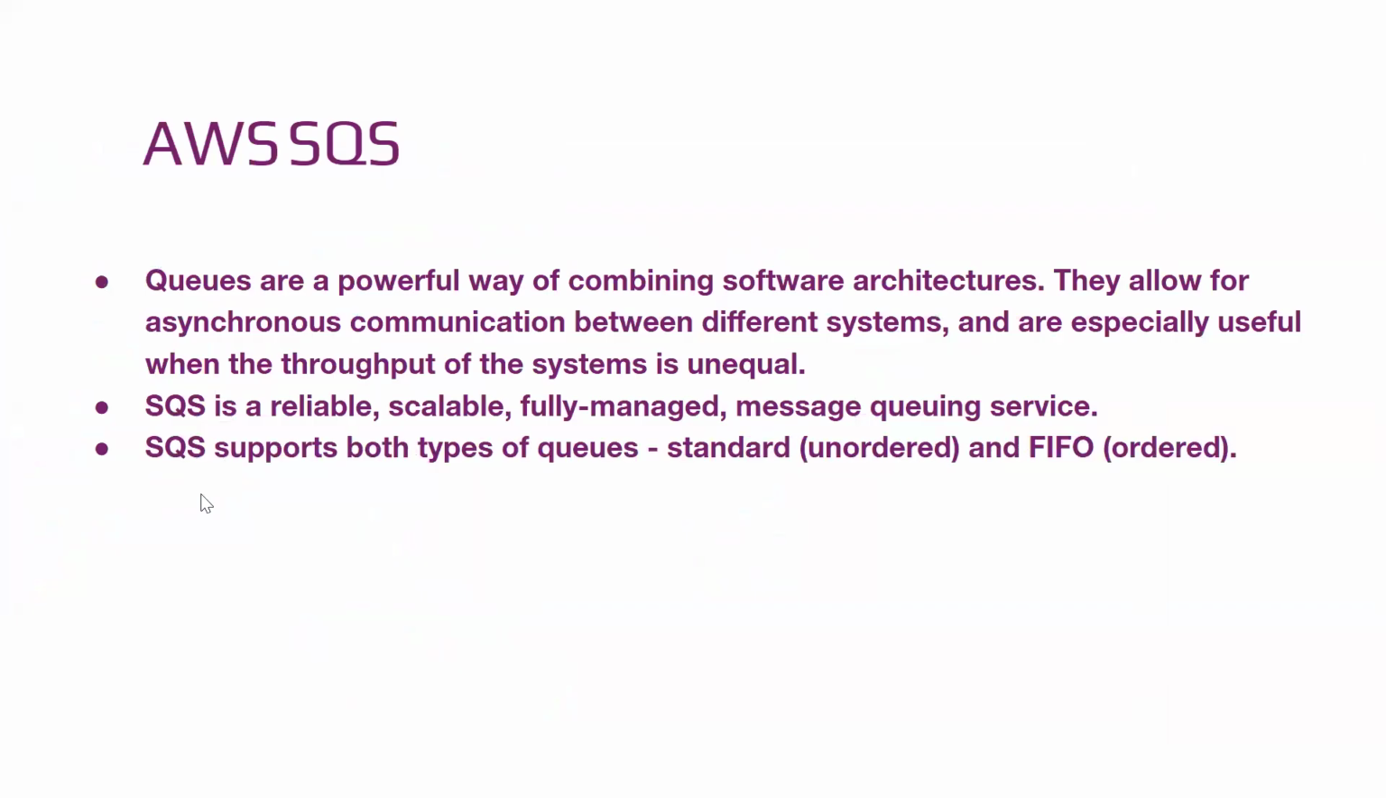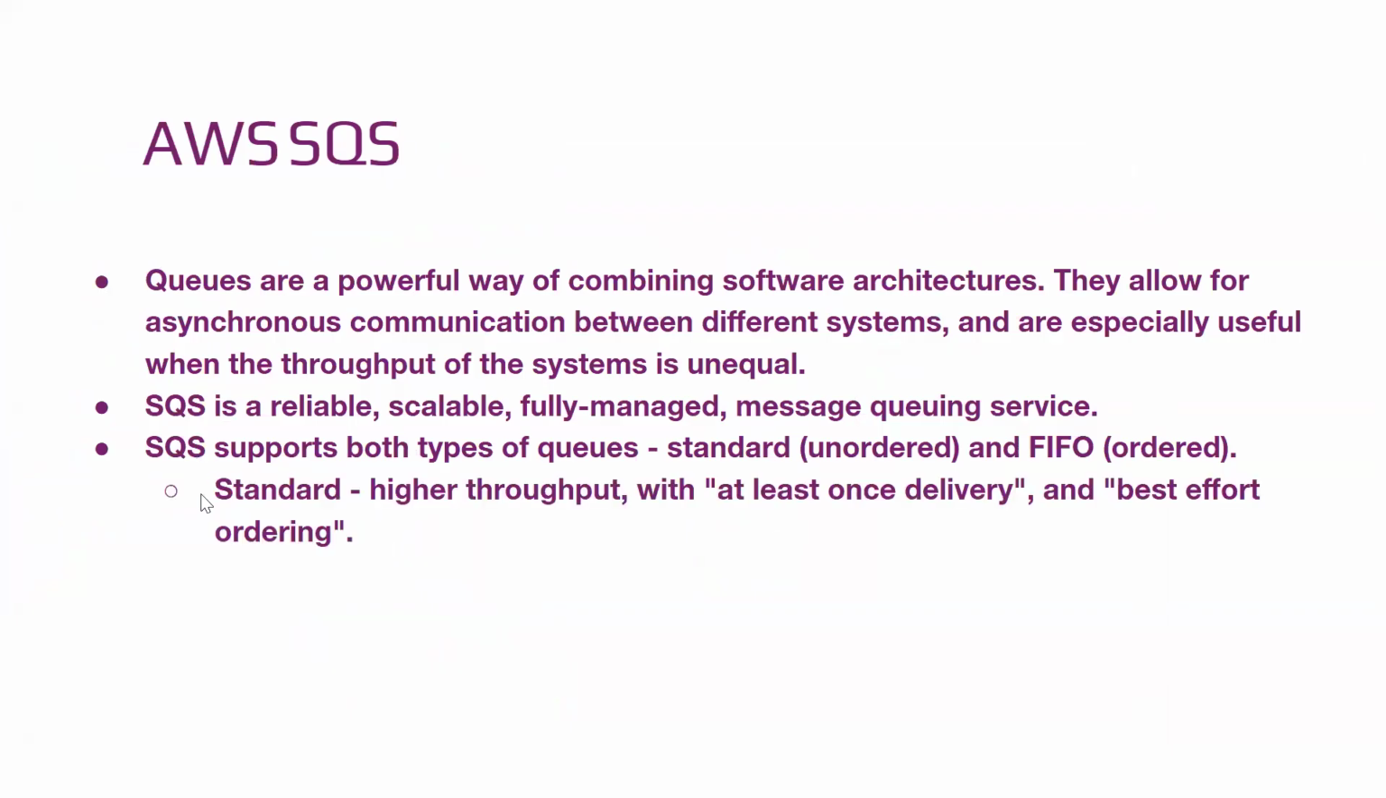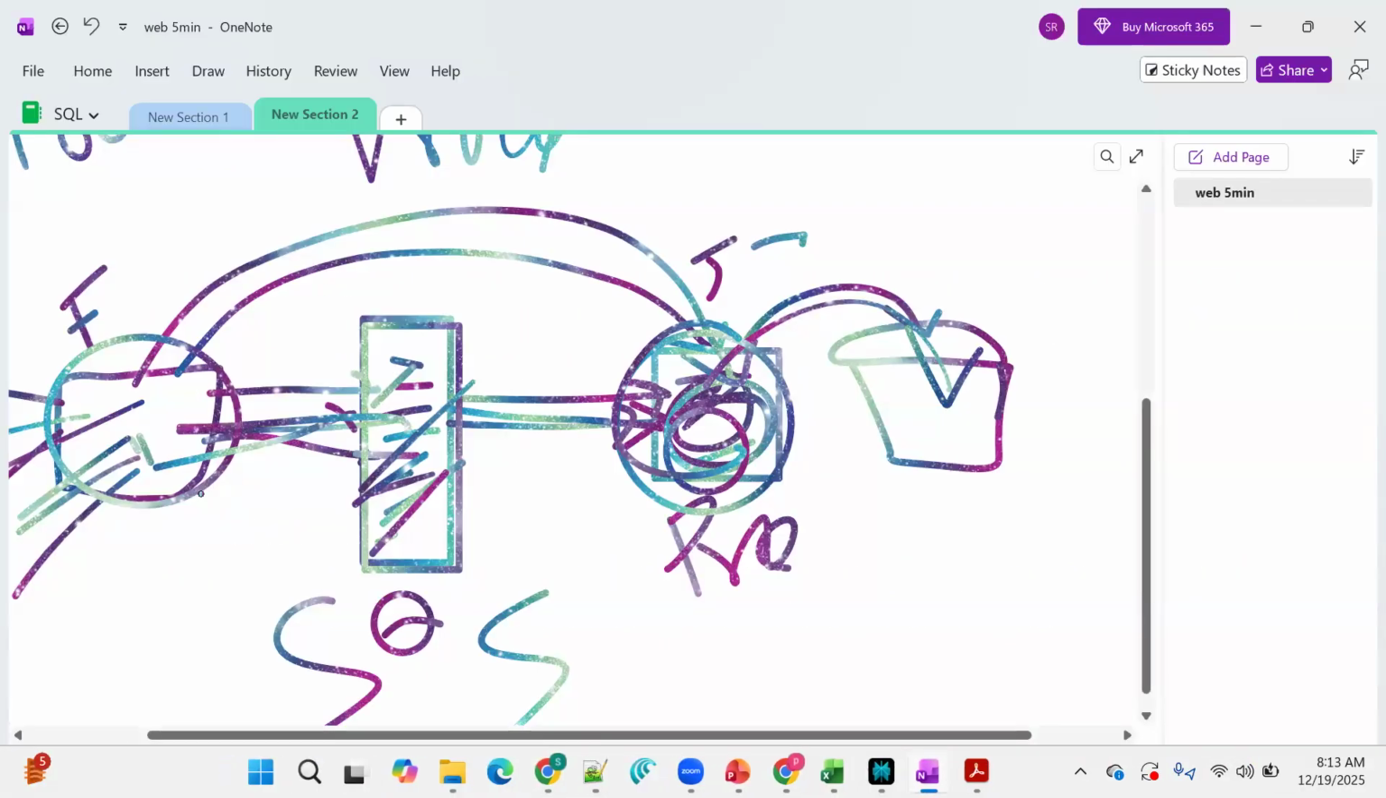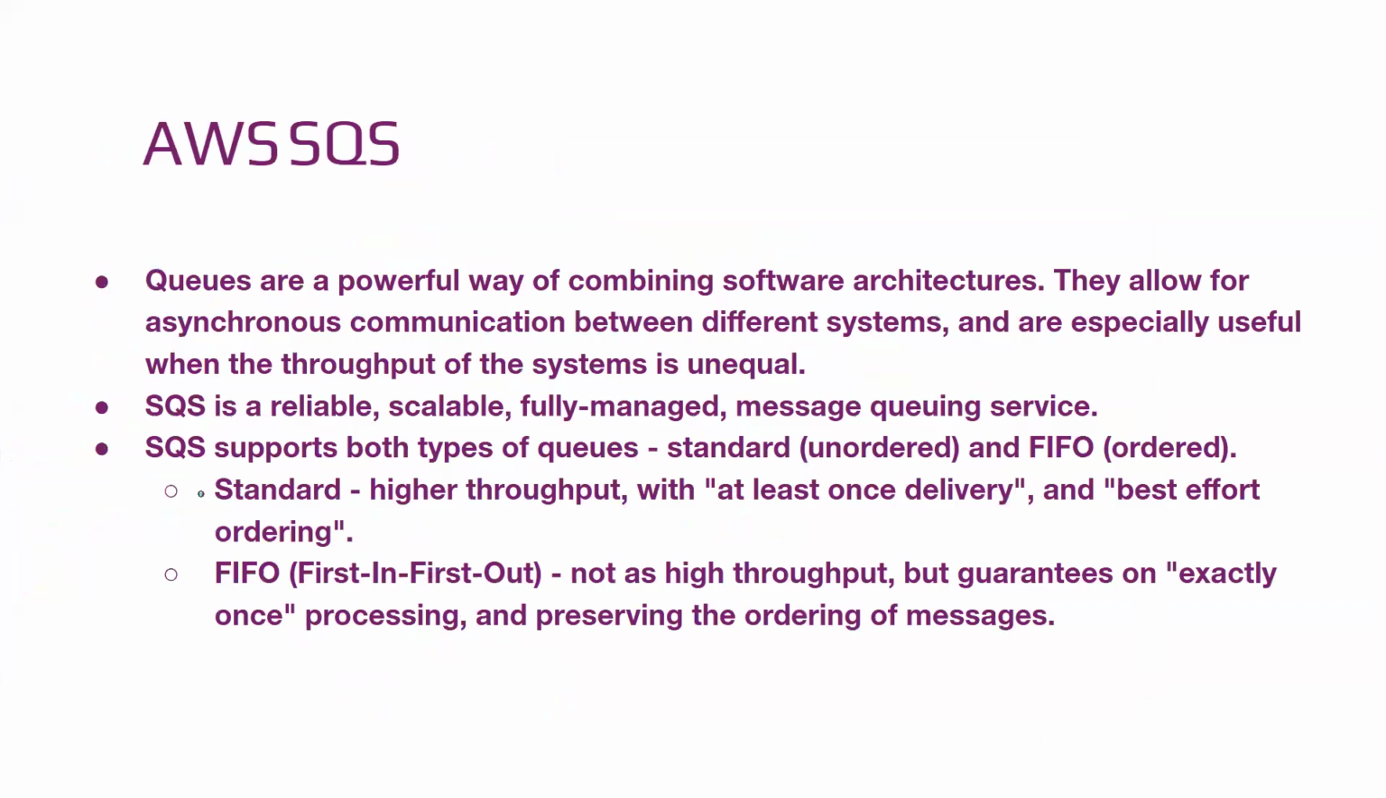SQS supports both types of queues. There are two types of queues, standard and FIFO. We'll see both in detail later. Standard has higher throughput with at-least-once delivery and best-effort ordering. FIFO is first in, first out. Whatever message comes first, that message only we need to process. That is first in, first out. But in standard, there is no ordering.